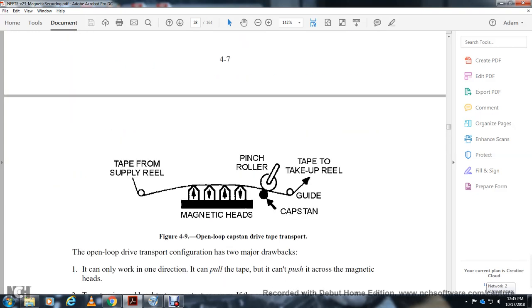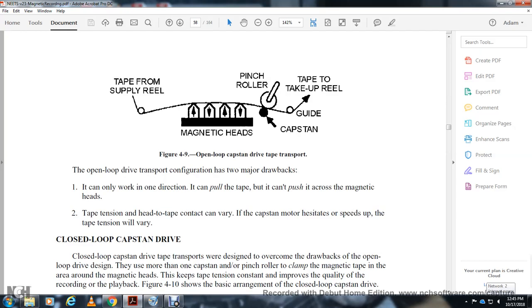This shows the tape from the supply reel across the magnetic heads, then the pinch roller with the tape going to the take-up reel with the guide and the capstan in the open loop capstan drive tape transport configuration.